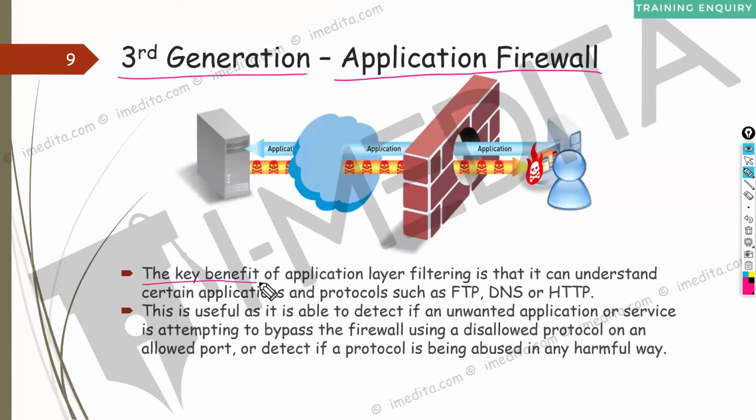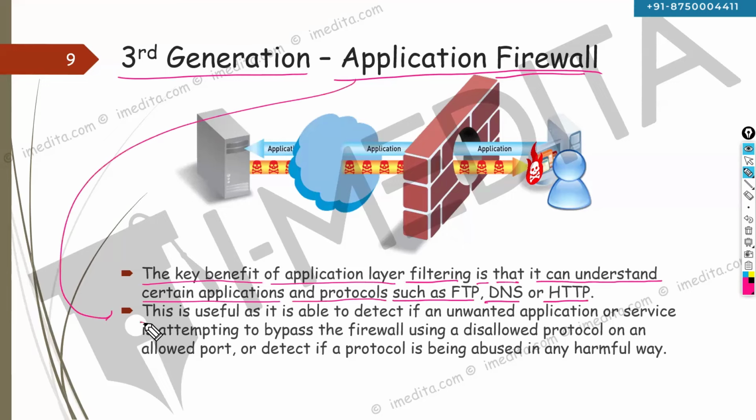The key benefit of application layer filtering, or an application layer firewall, is that it can understand certain applications and protocols, like FTP, DNS, and HTTP. This application layer firewall is useful because it is able to detect if unwanted applications or services are attempting to bypass the firewall using a disallowed protocol on an allowed port.